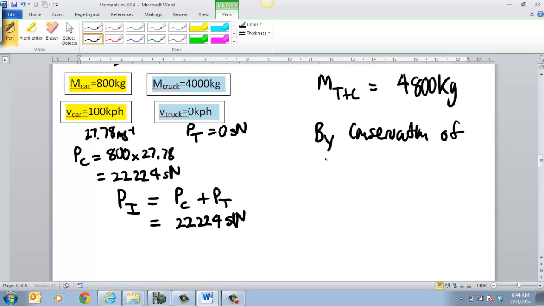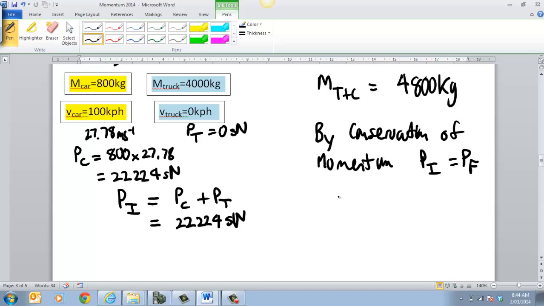by conservation of momentum, that Pi has to be equal to P final. Now obviously in reality it's not, because in collisions we have energy losses with things like sound and heat and crumpling and all that sort of stuff. But in an ideal world, and that's what we want to deal with in physics, we know that these two things are going to be equal.